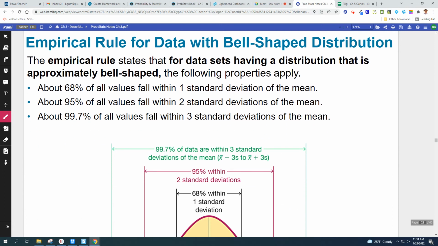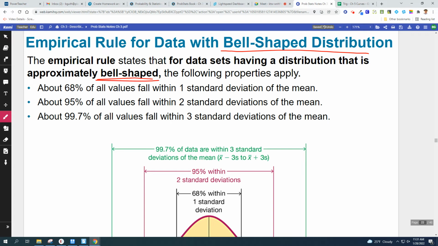Okay, the empirical rule is important, and it's actually one of the few things that I remember about stats class that kind of comes up. But the problem with the empirical rule is even if you remember it well, it only applies when we're talking about a bell-shaped distribution. Empirical rule states that for data sets having a distribution that is bell-shaped, so it's got to be bell-shaped. Don't use it if it's not bell-shaped.